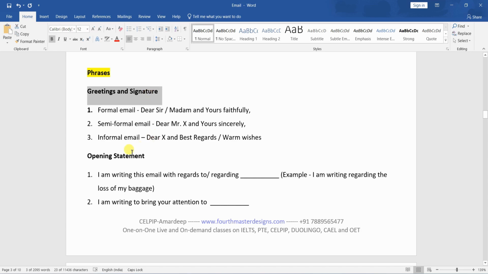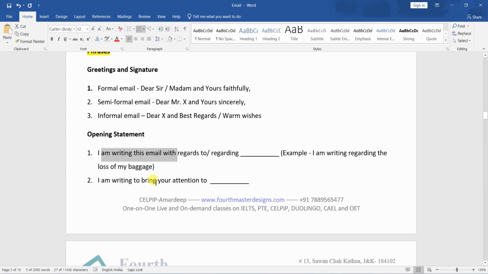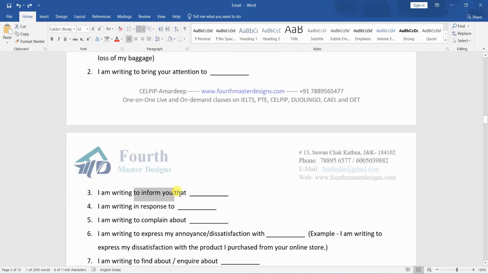Now comes a very important thing, that is your opening statement. I am writing this email with regards to, or I am writing this email regarding XYZ. Example, I am writing this email regarding the loss of my baggage. I am writing this email with regards to the loss of my baggage. I am writing to bring your attention to. Many students say bring your attention to words, they write like this. No, that is incorrect. I am writing to bring your attention to. I am writing to inform you that.